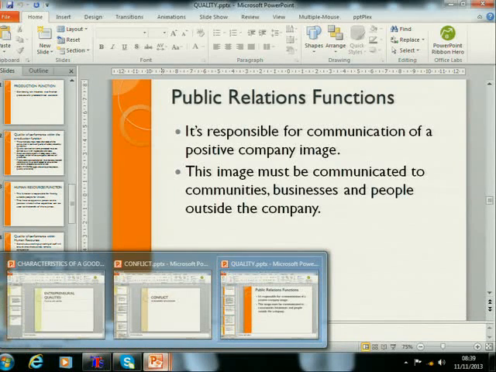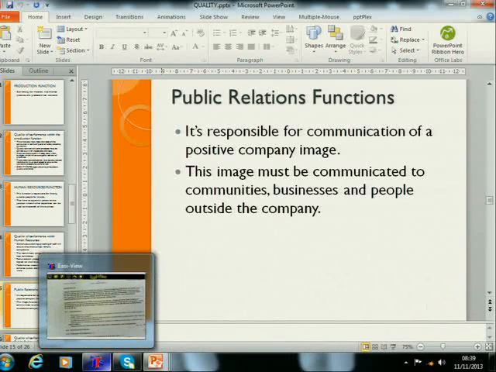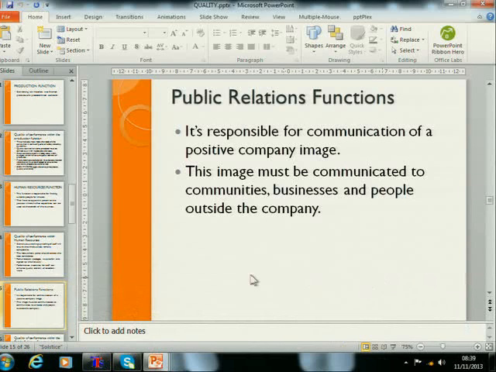Public relations function. It's responsible for communication of a positive company image. The image of the business should be projected to the outside world. This image must be communicated to communities, businesses, and people outside the company. That's what public relations does.